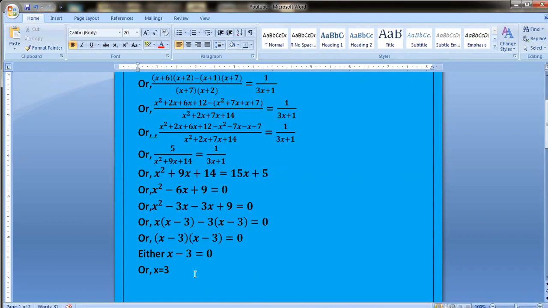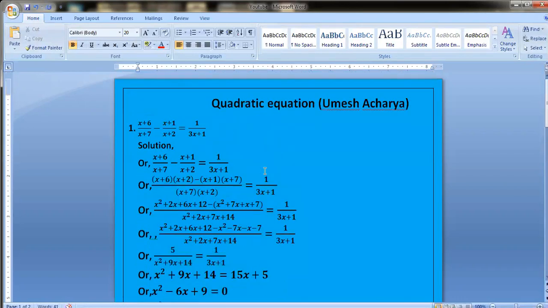Therefore the root of the given quadratic equation is 3. So this is the answer. Like this we solved this type of quadratic equation.